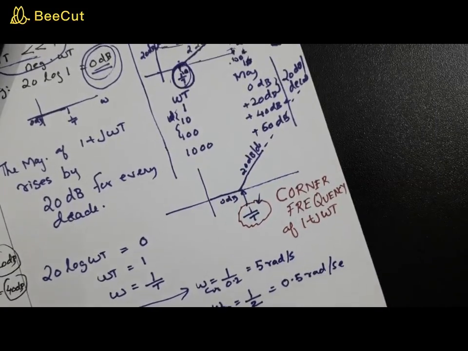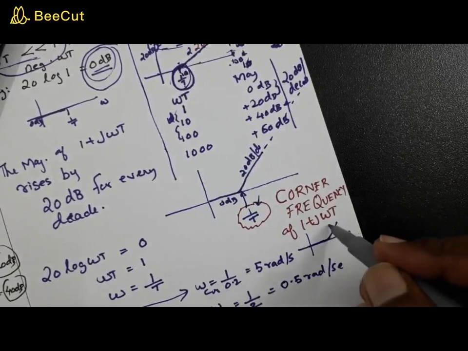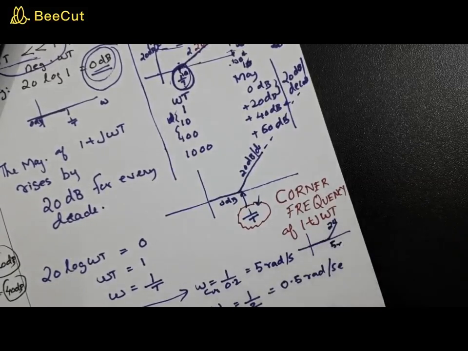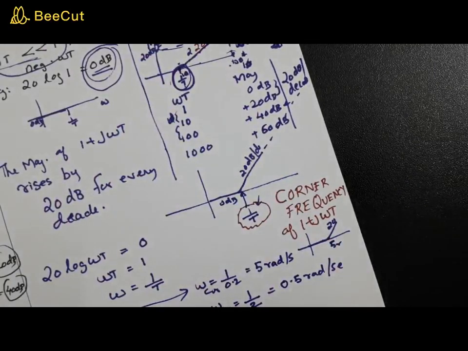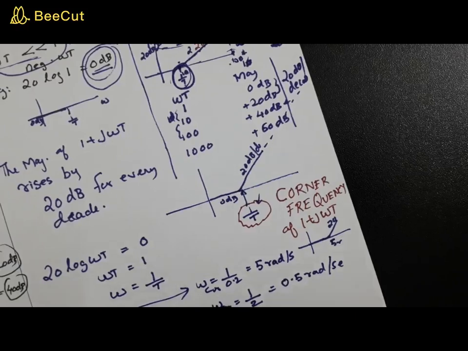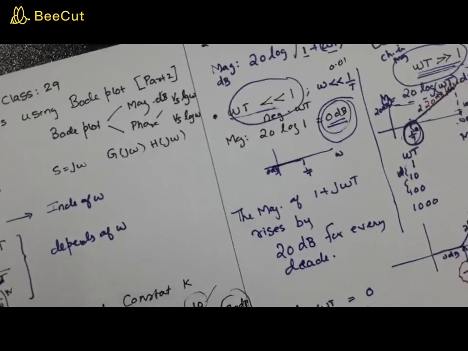If you plot this graph, you will see that this particular term starts at 20 dB per decade after 5 radians per second, while this term starts from 0.5 radians per second at 20 dB per decade. So in both cases the magnitude rises at a rate of 20 decibel per decade, but at two different frequencies. These frequencies are called the corner frequency. It is the corner frequency that actually distinguishes each numerator term.